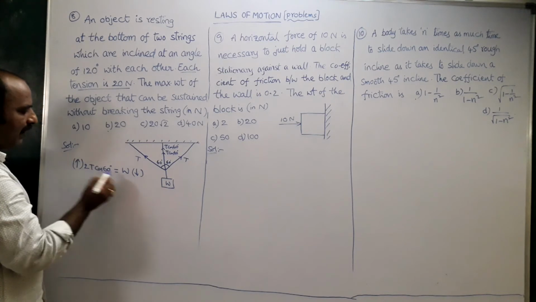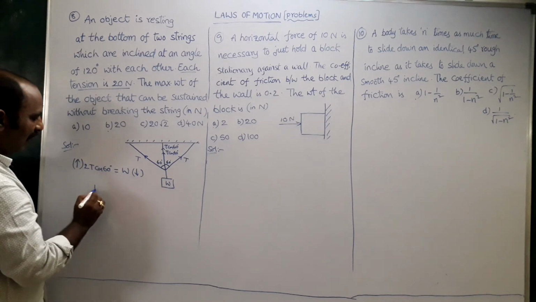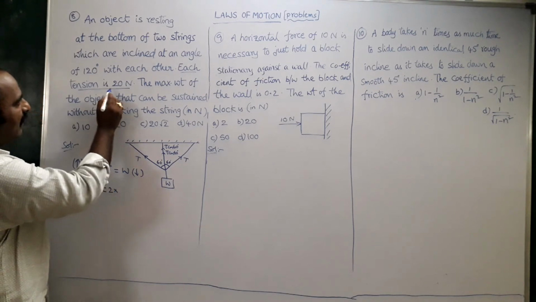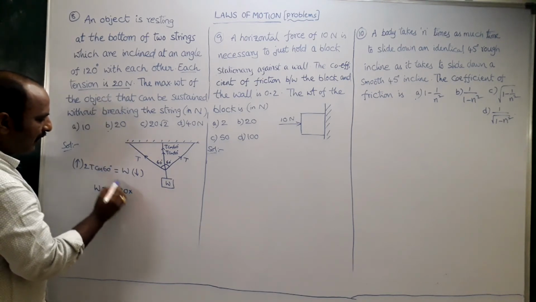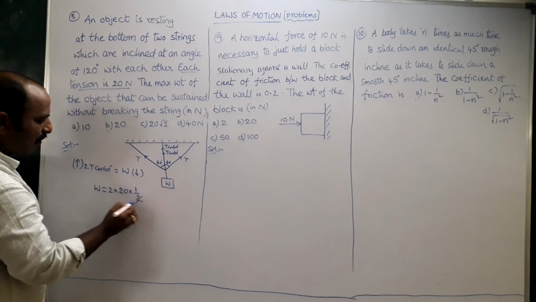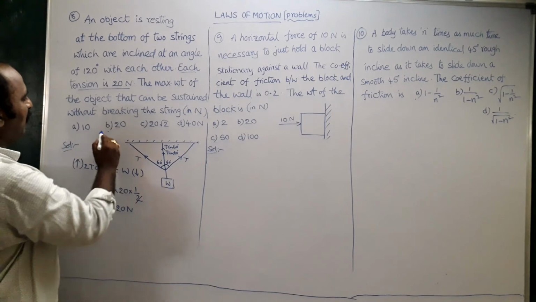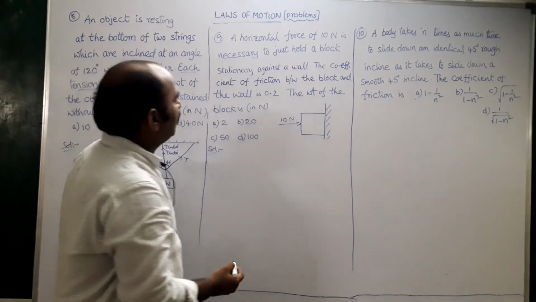Now I want to find the weight of the body. Now W is equal to 2 into T into cos 60. T value is given 20 into cos 60 is 1 by 2. So weight of the body is 20 Newton. Option B is correct. Next see ninth one.